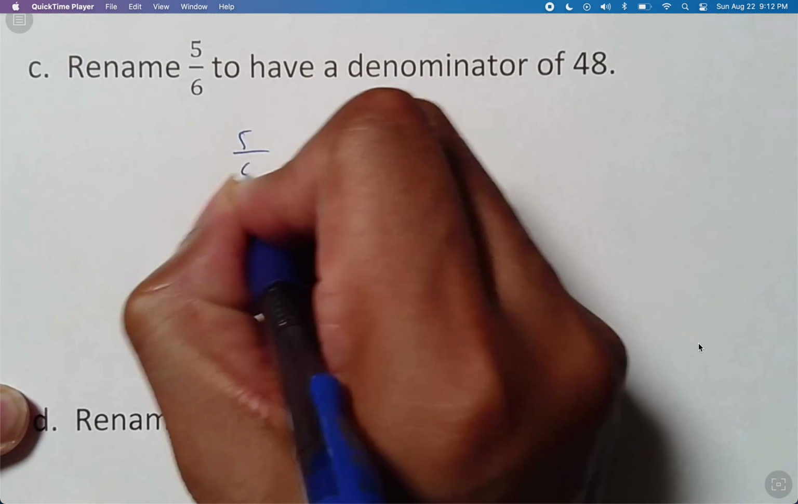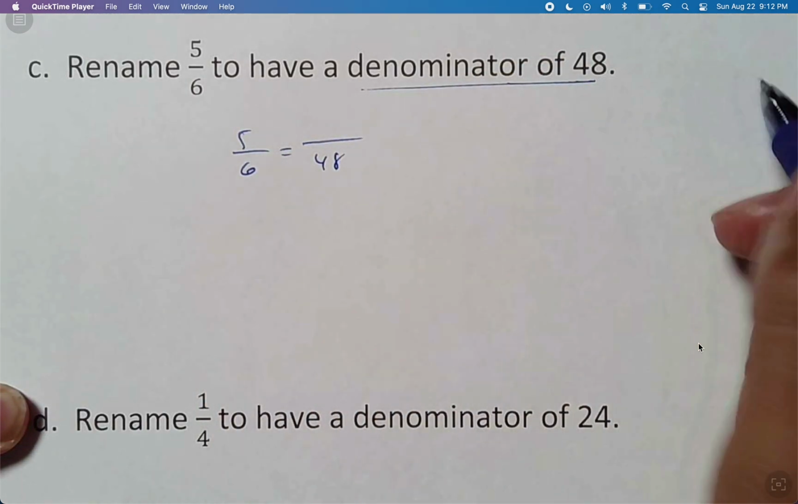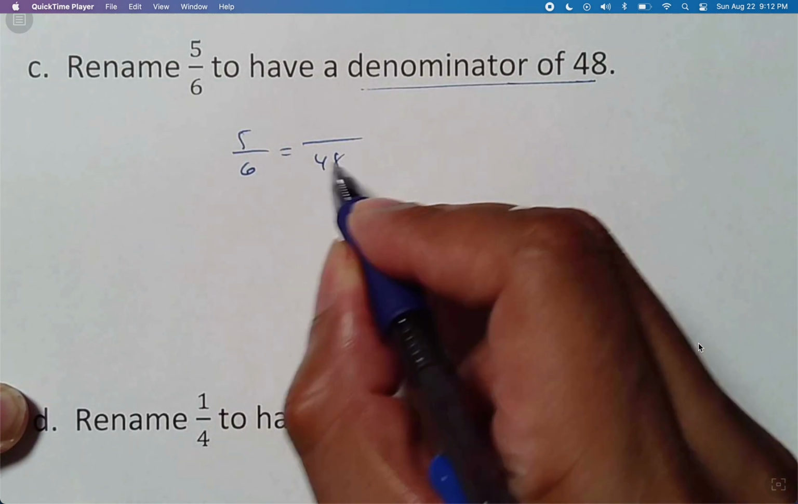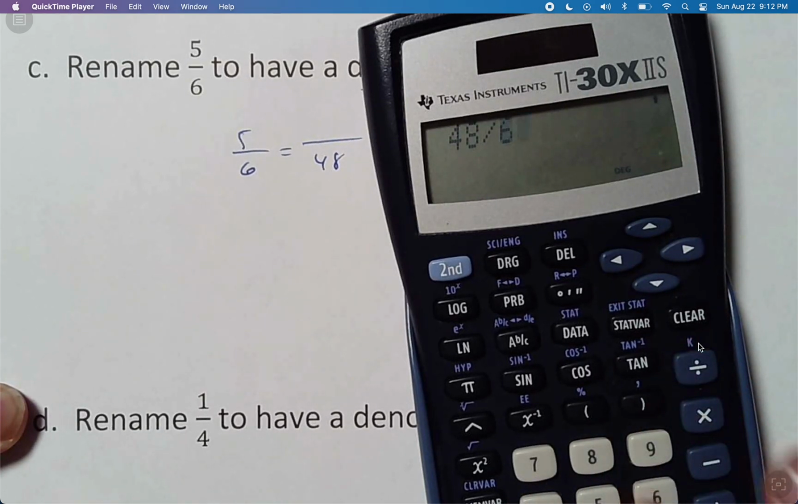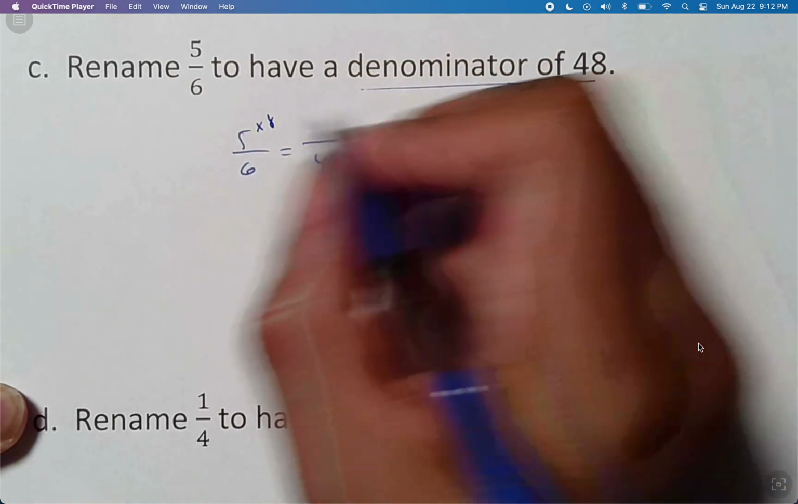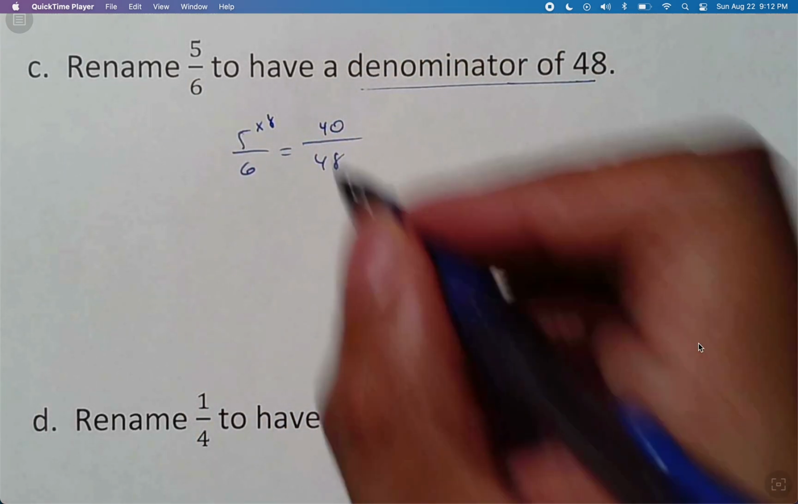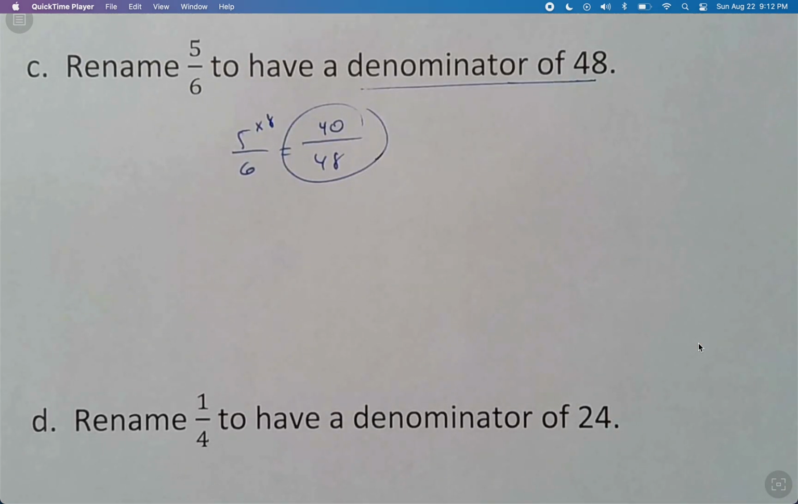5/6 equals something over 48, because remember I want the denominator of 48. So 5/6 equals something over 48. First I have to find out what's missing, and the way I do that is by dividing. So 48 divided by 6 is 8, which means I want to multiply the top number by 8. 5 times 8 is 40. So 40 over 48 would be my renamed fraction.